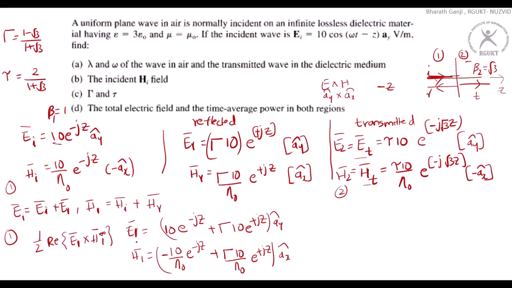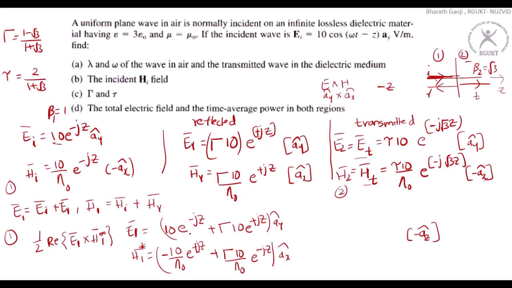Now, because I need a conjugate here, wherever there is a j you replace it with a minus sign, and minus with a plus sign. So this is what we get. I have to take the cross product between these two. The cross product between ay and ax gives you minus az. So when you do the cross product you will be left with minus az, and you have to multiply these two factors here.